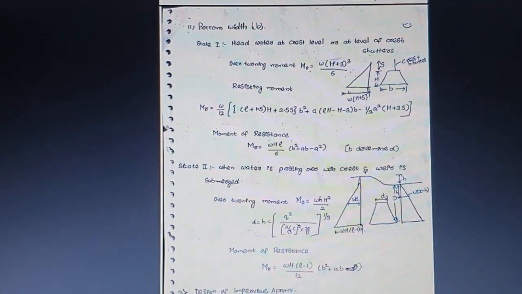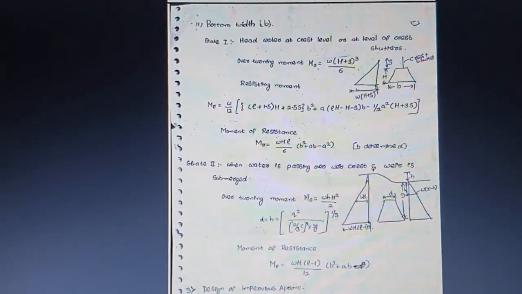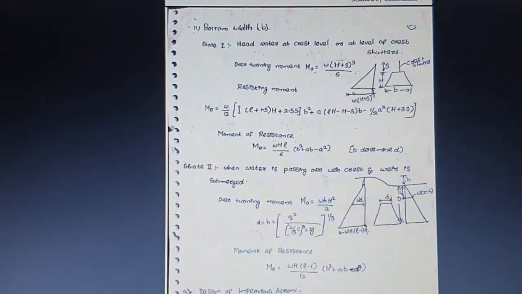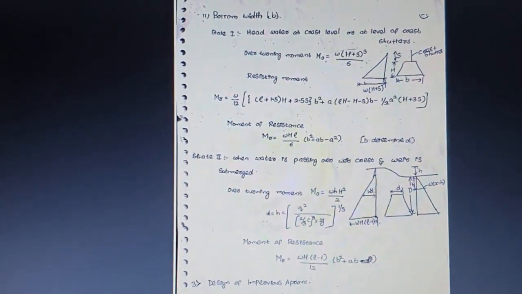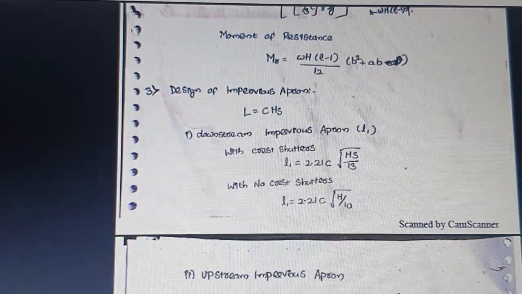So this is the step number 2 in the case of the design of the vertical drop weir, which is very important for your short answers as well. The step number 2, in which you are going to calculate, or we will be having the consideration in order to design the top width and the bottom width of your vertical drop weir.